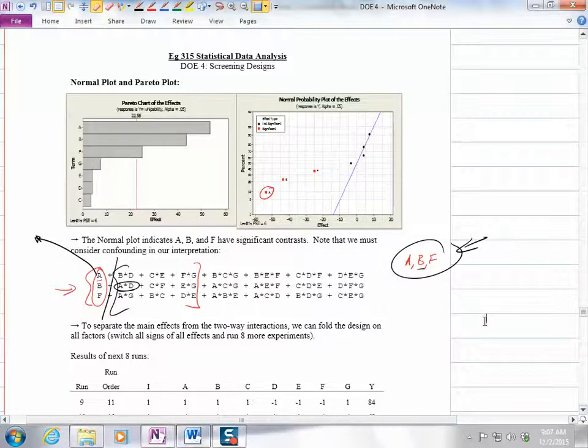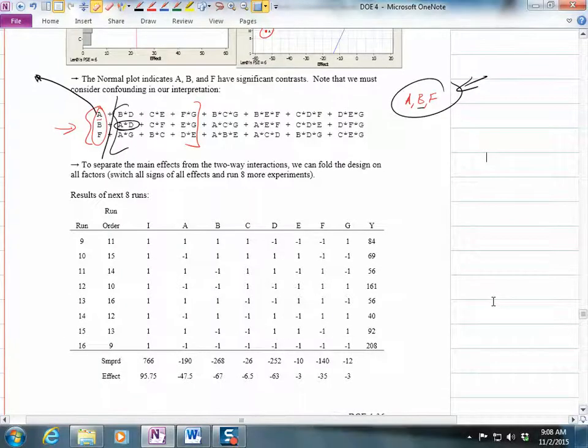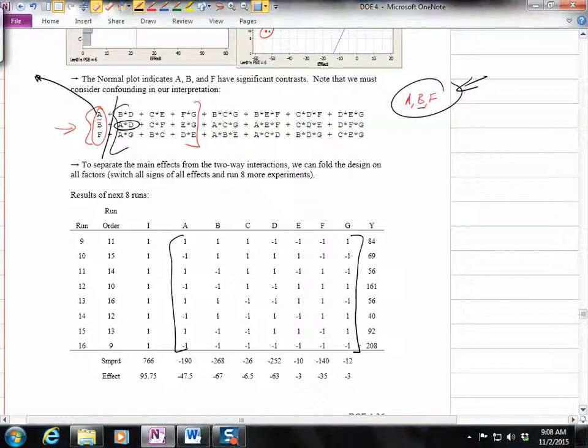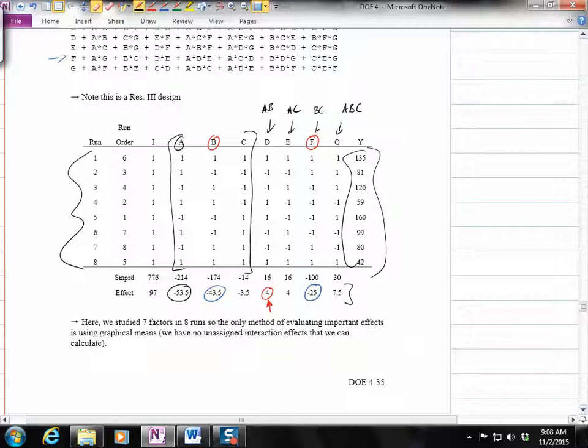So the one follow-up run that we know is called the fold over or the reflected design. And what we do is we take, here are 8 more runs, and if you look at this and compare it to our original 8 runs, which was that, we take every 1 and -1 and just flip the sign.